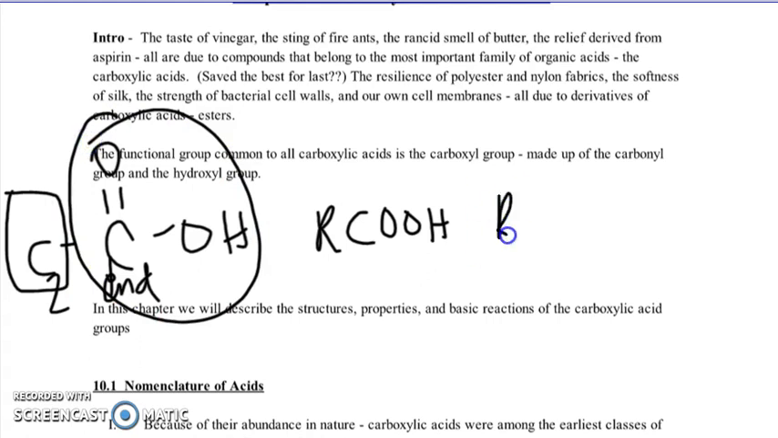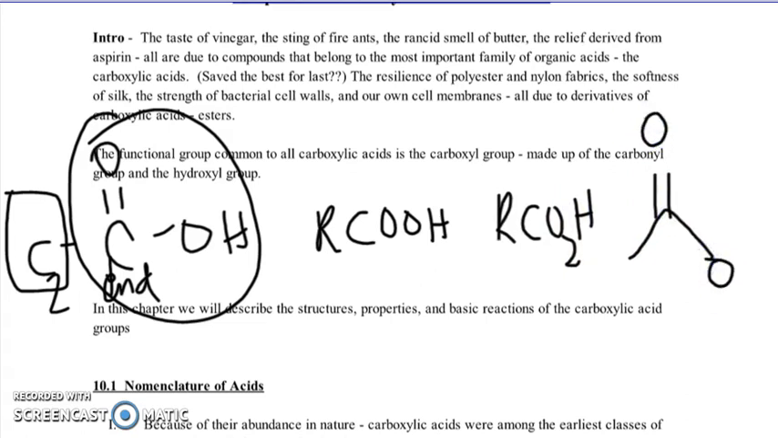You might see it as RCO2H, or you might use not line notation, and here's your double bond O and OH. I prefer to have the OH still written out. Some groups don't, they'll just leave the H off the O because they leave the H off of everything. I prefer to see the H there just for clarification. Those are all different ways of showing you carboxylic acids. So in this chapter, we will describe the structures, properties, and the basic reactions of carboxylic acids.